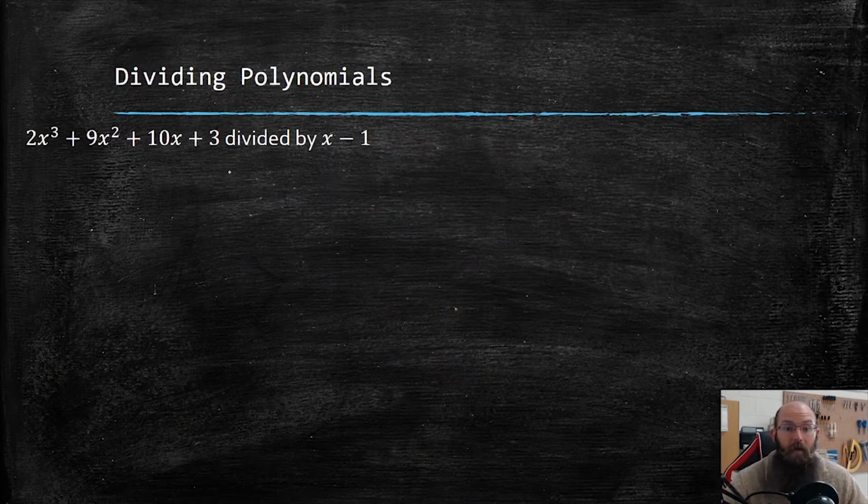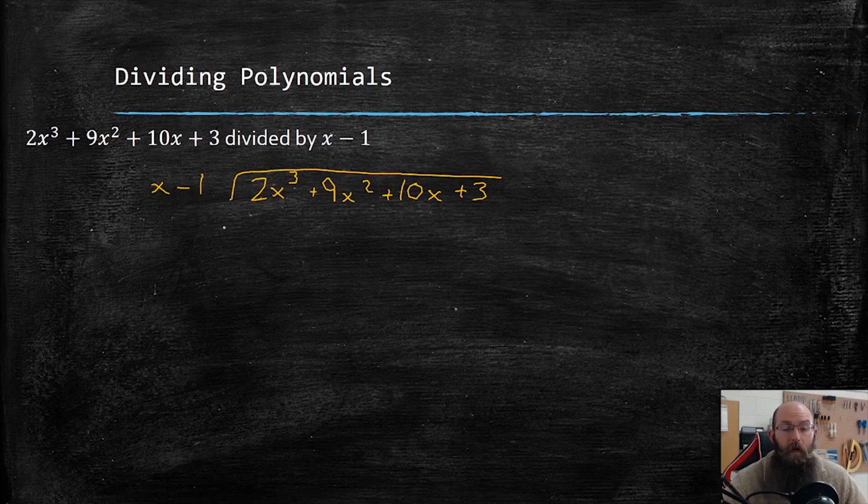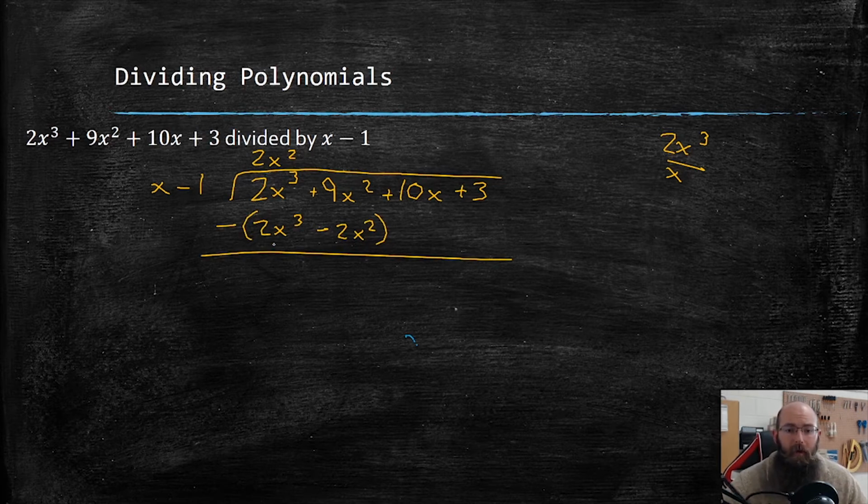So here I'm going to set this one up the same way I did last time. Then I still need to see this first term divided by this first term. So 2x cubed divided by x gets me 2x squared. I distribute that in, and I get 2x cubed minus 2x squared. Wrap it up in parentheses, subtract it away. Now I'm going to add straight down. I get positive 9x squared minus a negative 2x squared gets me 11x squared, and then everything else is going to come down.